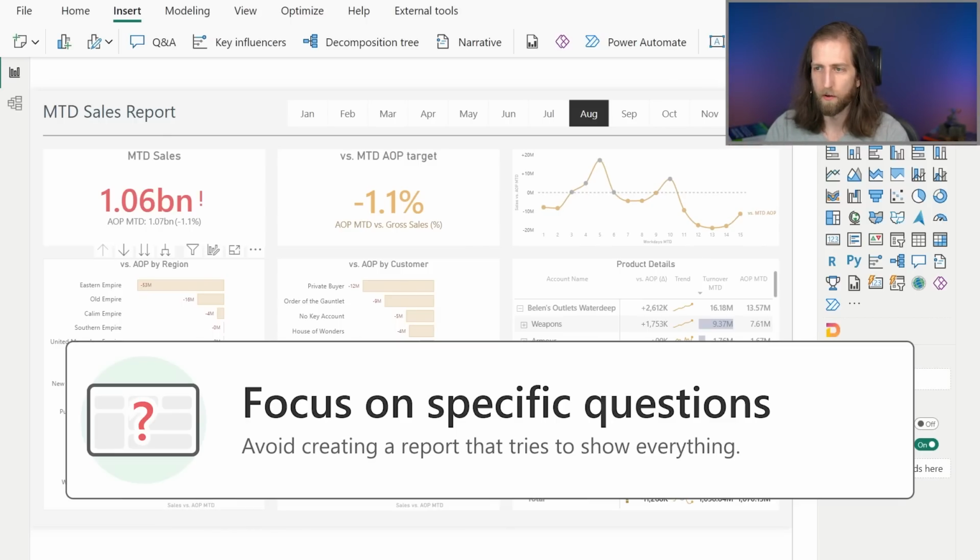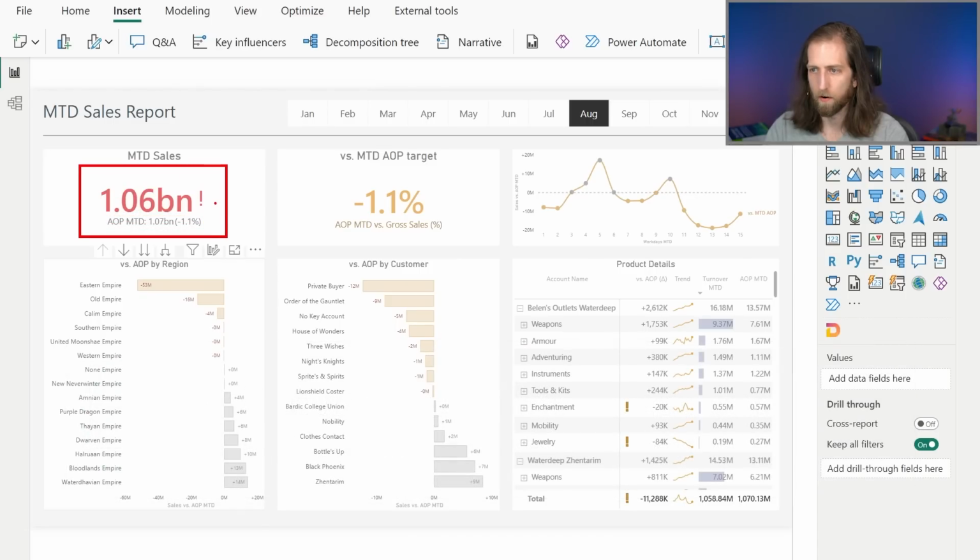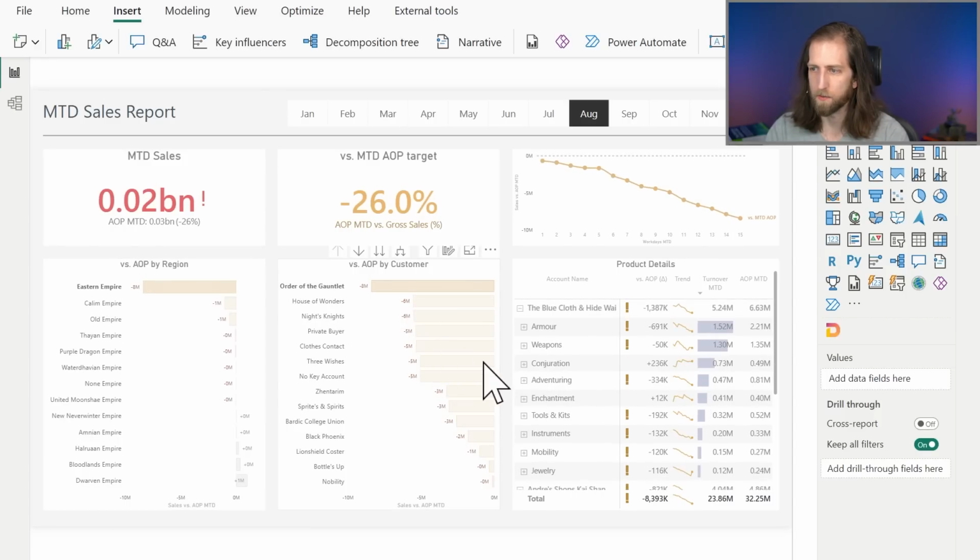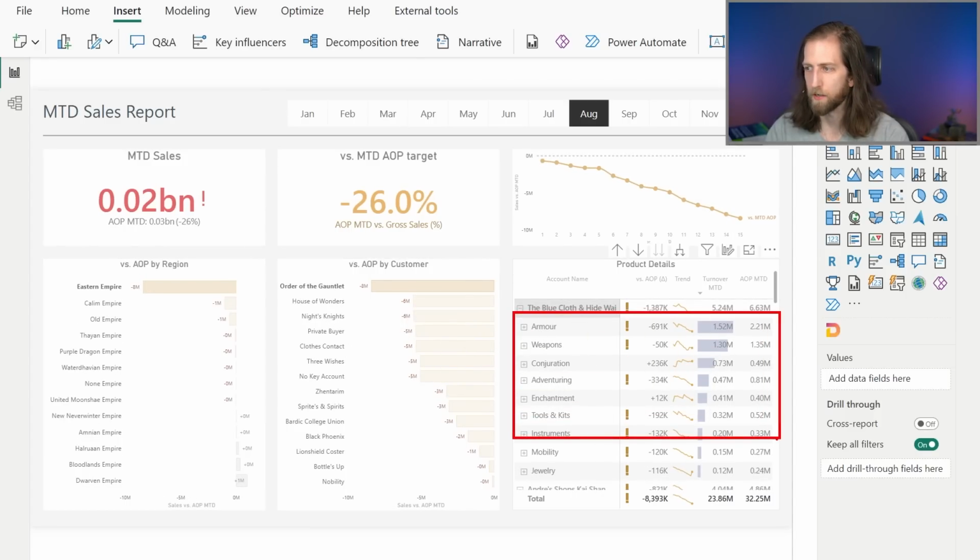For example, what are our sales? Are we on target? Where are we most off target? Which regions? Within a region, which customer? Within a customer, which products? So that we can actually then make the decision, take the action, have a sales conversation with the customer about those products. The user journey, the experience here, it's very clear and structured and organized, and it's focused on that.